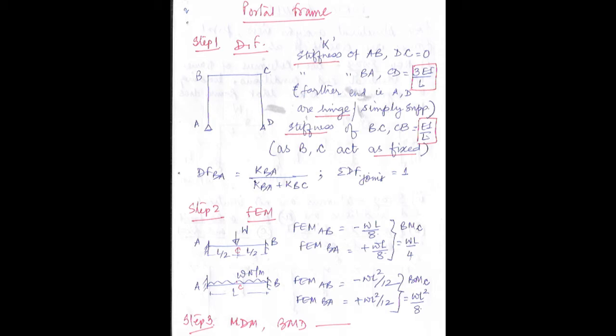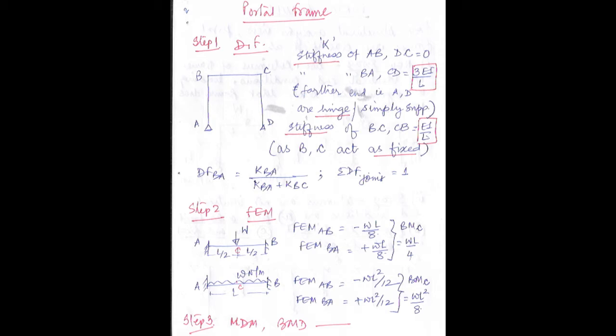Please pay attention over here that I have drawn one portal frame ABCD. Now stiffness is denoted as K. For AB and CD, the stiffness is 0, as both the ends are hinged. Now the stiffness for BA and CD will be 3EI by L. Why are we using this formula?